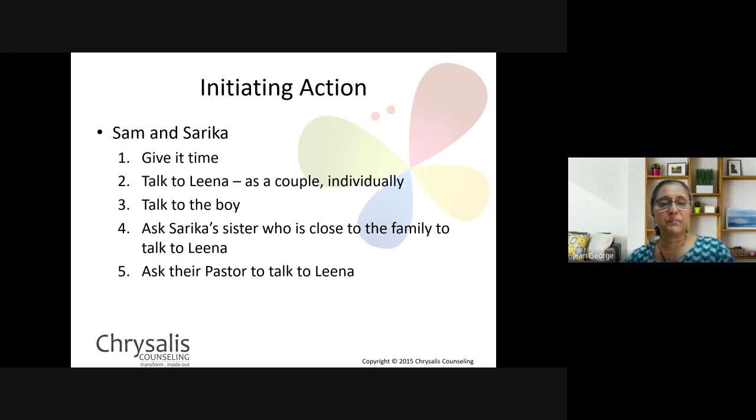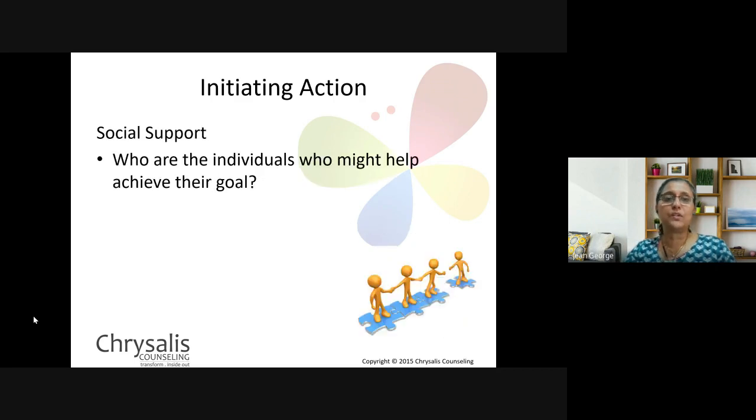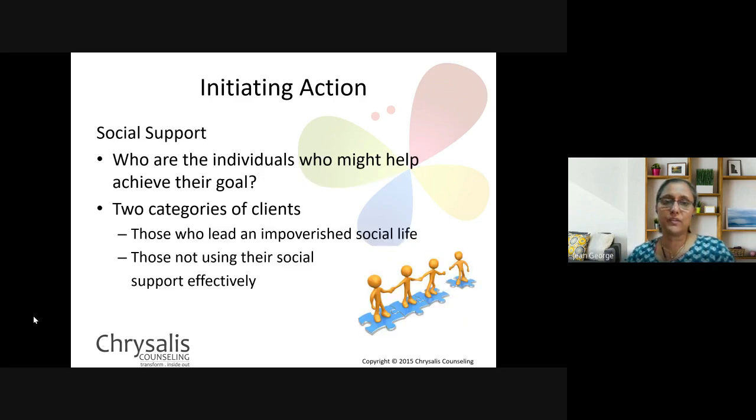That's the goal that Sam and Sarika have come to you with, and you're helping them brainstorm certain ideas. Now from here you would also look for social support. Who can engage alongside them? Who are the individuals who might help them achieve their goal? That's basically what you are looking at. Who else can help you in this situation?